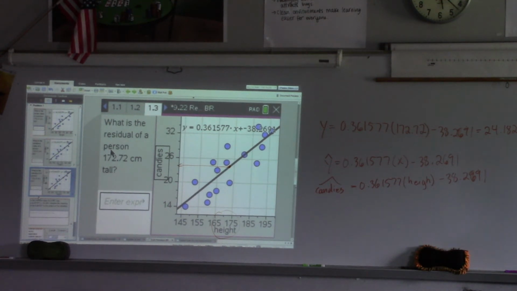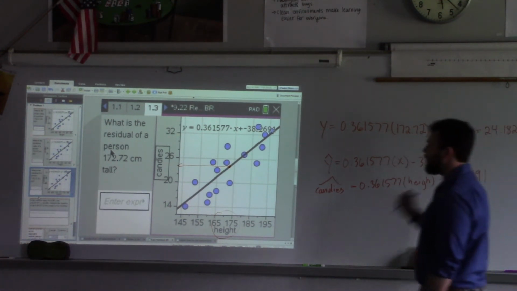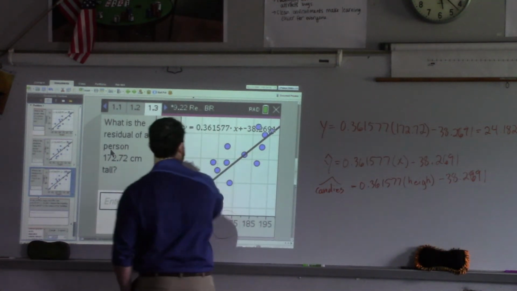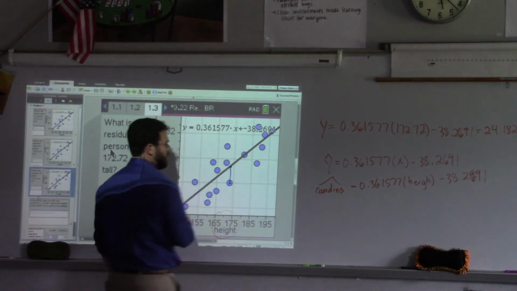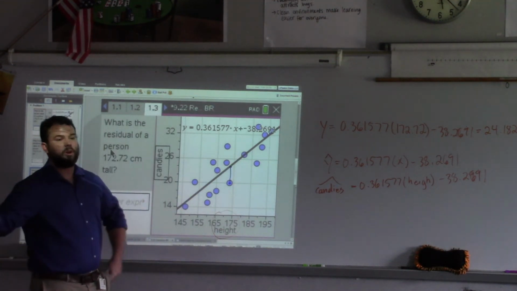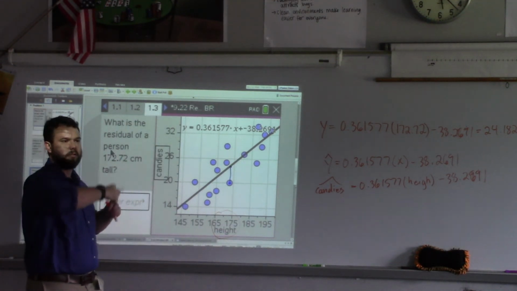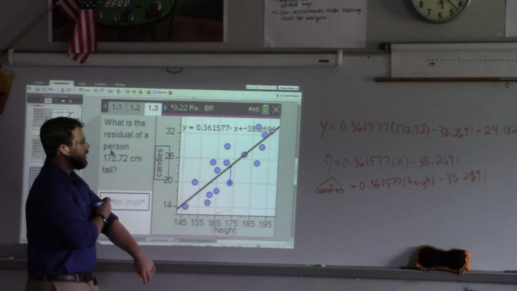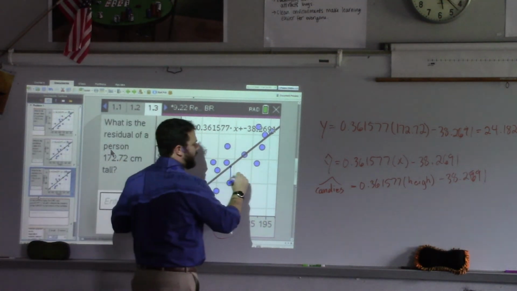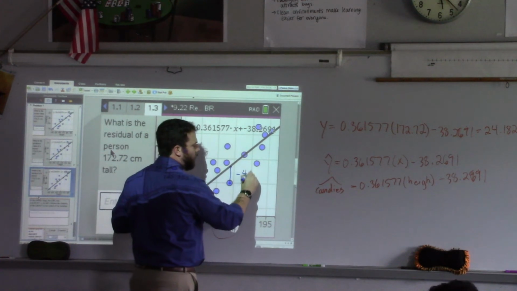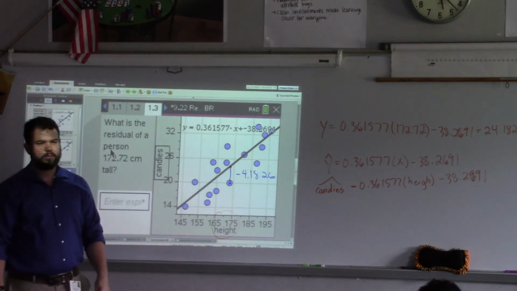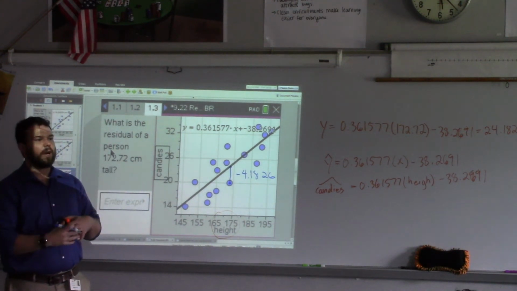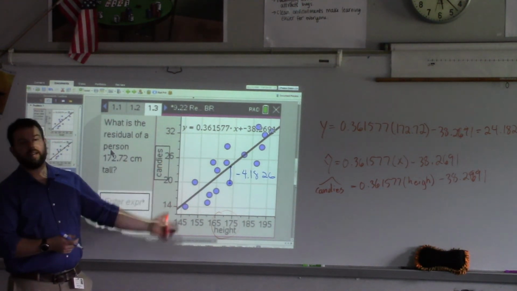Now this is important. What does that residual mean? It's how far it is from the line. What is that line representing? The prediction, the trend line, right? So what does the fact that it's negative 4.1826 mean? Why is it negative? Because it's below the line, right? Can you have a negative number of candies? No.